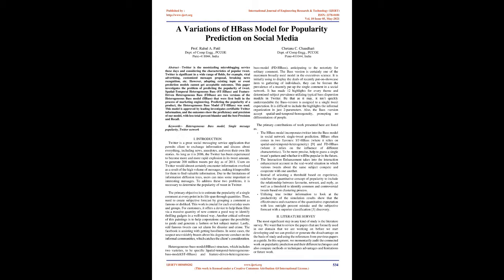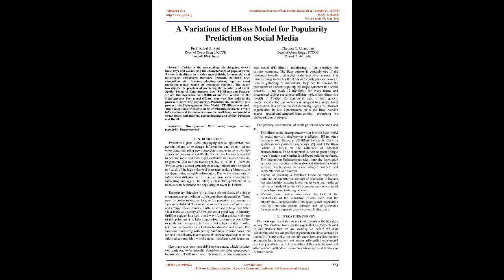It has made 12 features for every topic and determined topic popularity using typical base distribution models in Twitter. However, it is not immediately understandable how the base model is assigned to a single tweet prediction. It is difficult to include the features of the social network in just two parameters. Also, the base model assumes spatial and temporal homogeneity, leading to no differentiation of people. The main contributions of the work presented here are listed as: the HBase model incorporates Twitter into the base model in social network single tweet prediction.